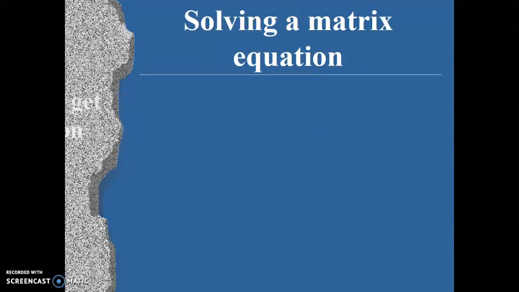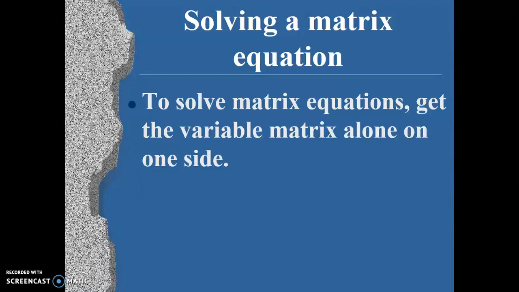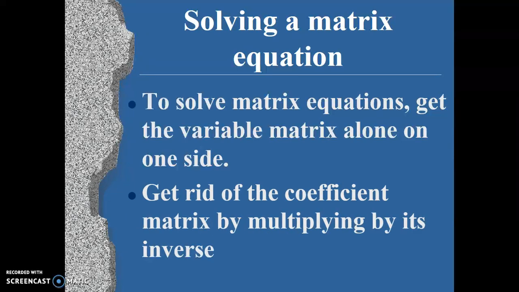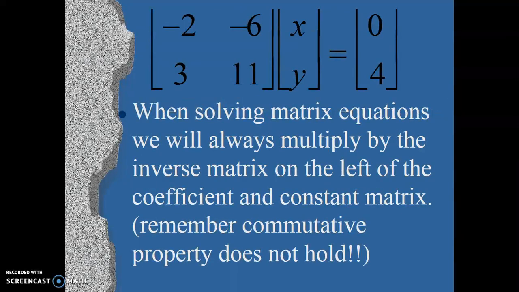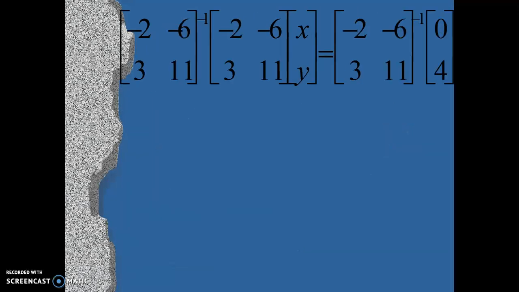Solving a matrix equation. Before we do anything else, to solve matrix equations, we've got to get the variable matrix alone on one side. Get rid of the coefficient matrix by multiplying it by its inverse. We talked about multiplying by an inverse last class, so this should be a little bit familiar. When solving matrix equations, we will always multiply by the inverse matrix on the left side of the coefficient and constant matrix. Remember, the commutative property does not hold with matrices. So that's going to look something like this.